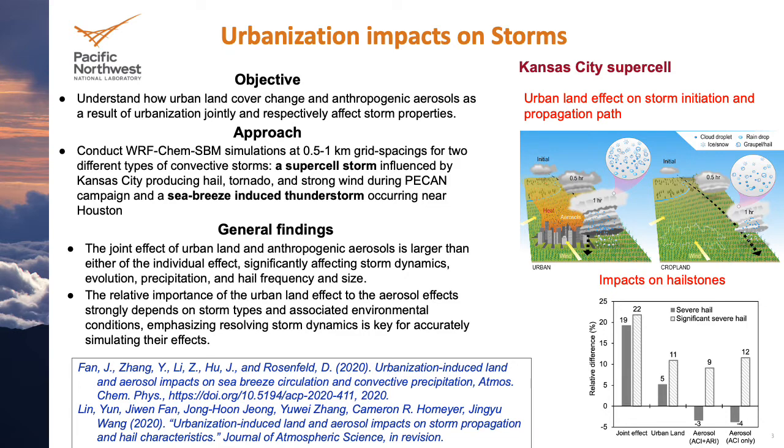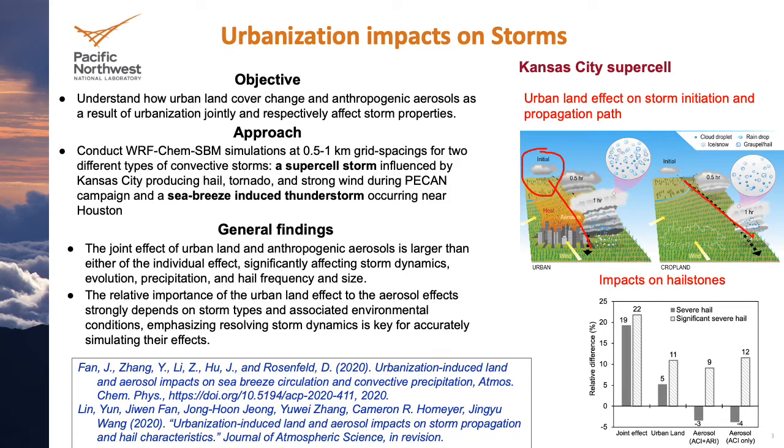So for the Kansas City storm, we found that with urban land, where we replaced the urban land with cropland, we have a stronger storm at initialization, and then the storm was pulled toward Kansas City. It becomes much stronger and also passes over Kansas City. However, without the urban land, the storm is much weaker and also moves to the northeast of Kansas City.